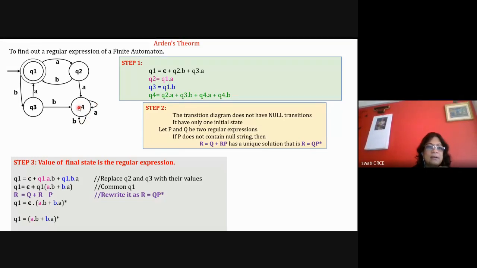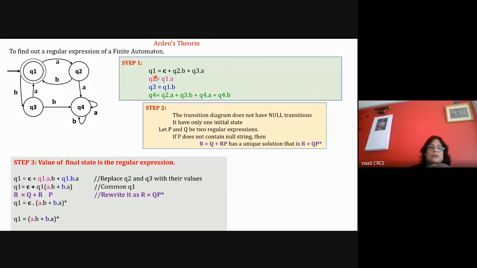Okay. And Q3B. There are four. This Q4 is, I think, a dead state, and it is getting all the transitions from states Q2, Q3, and Q4 itself. So there are four. Okay, so you understood step 1.